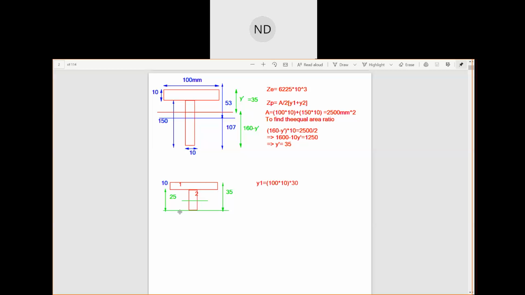There are two members now above the equality axis. This total is one member. This total below it is two. Below the equality axis, this red color, we have one. Here also it is one. Okay, divided into two equal areas. So for the top portion, we have how many members? One and two. So y1 will be how much?